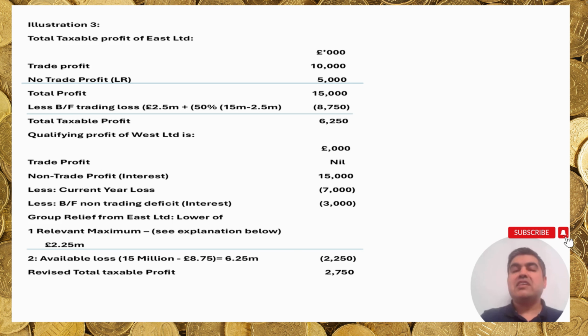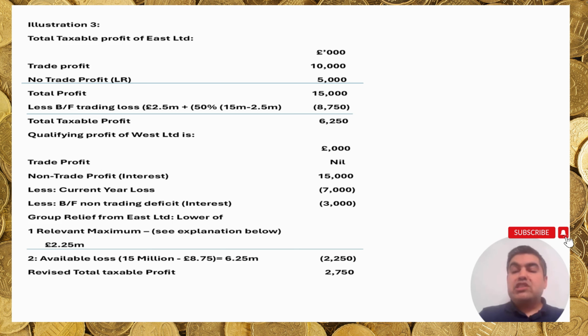East Limited has a trade profit of 10 million. They have non-trade profit of 5 million. So they have a total profit of 15 million. And they have the brought forward trade loss of 15 million as well. When it comes to brought forward losses, remember there's a restriction applied, which is the annual deduction allowance of 5 million. And then remember that formula, the one I mentioned on the previous slide.